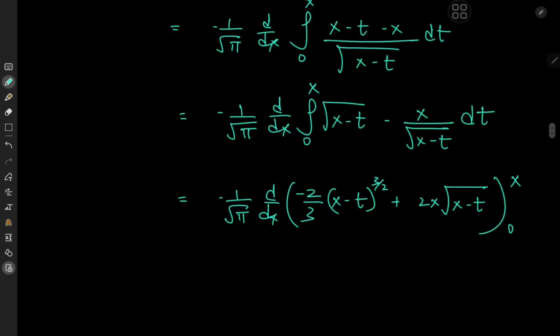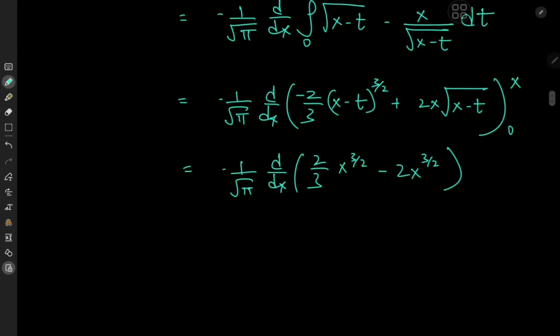Now, as t approaches x, we just get zeros. However, as t approaches 0, we get some non-zero terms here. What we have is 2/3 of x to the 3/2 minus, what exactly now? It's 2 x to the 3 halves again. Okay, cool. So what exactly is 2/3 minus 2?